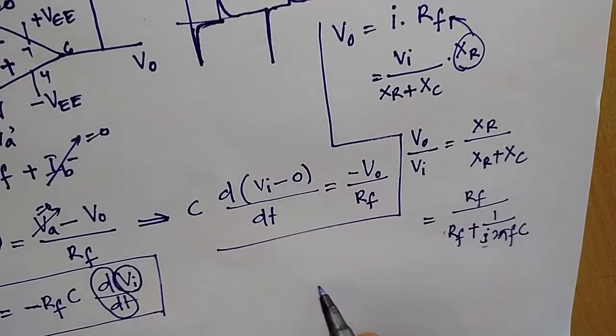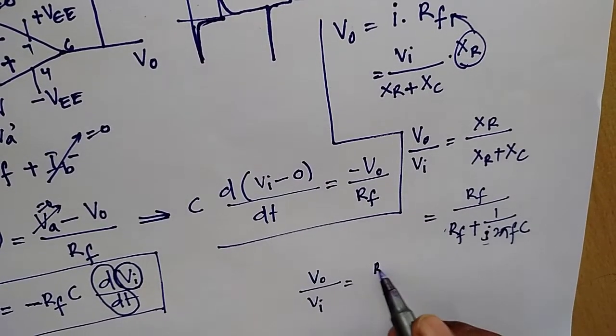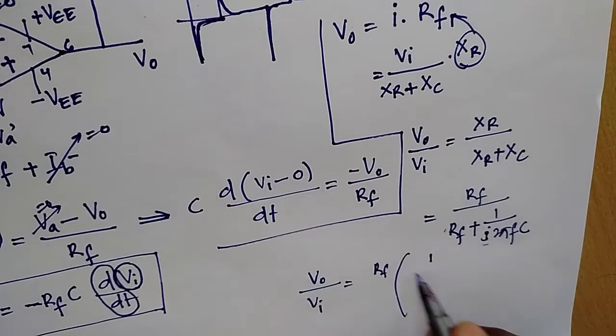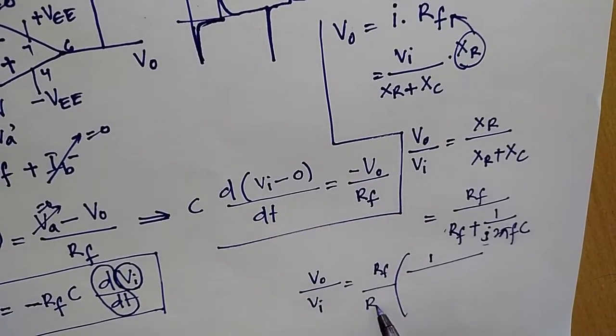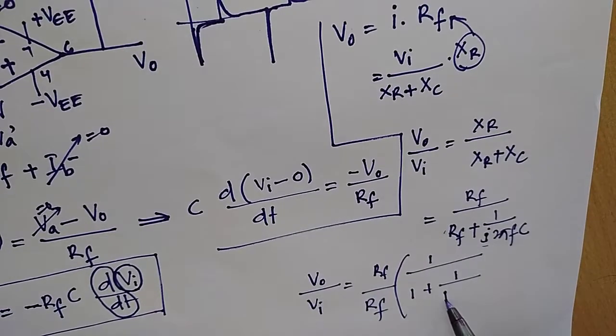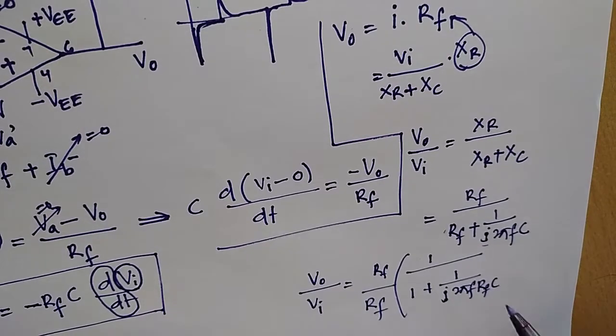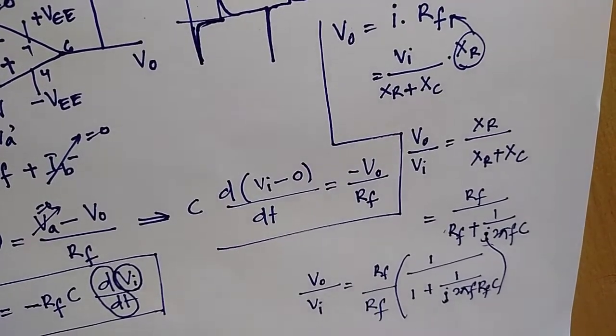Now that function V0 by Vi is equal to RF, as RF is common, and that value is 1 by, and in the denominator RF is also common, that is 1 plus 1 by j 2 pi f RF into C value. Like that you can take this.